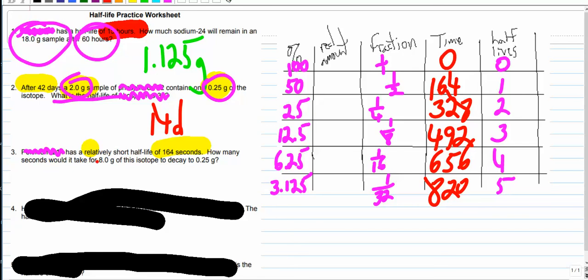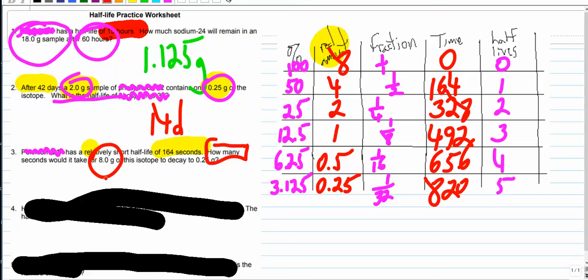So anyway, it has a relatively short half-life of 164 seconds. How many seconds would it take for 8 grams? 8 grams is a real amount, so that's what I'm going to put right here. I've got my 8 grams. And each time this goes down, I'm just going to cut it in half. So 8 cut in half is 4, cut in half is 2, cut in half is 1, cut in half is a half, and then cut a half in half, and you wind up with 0.25.